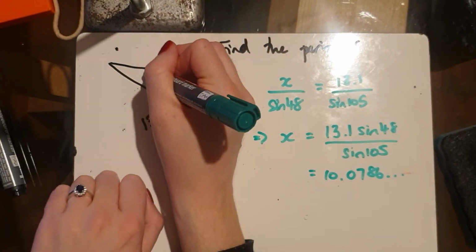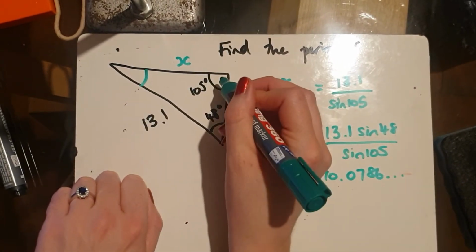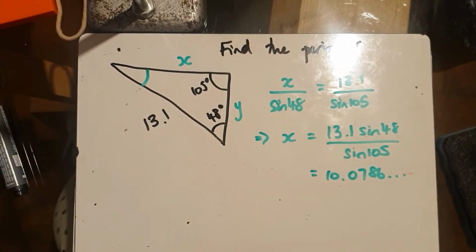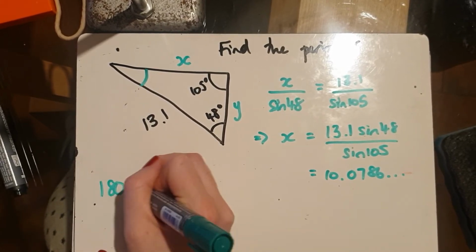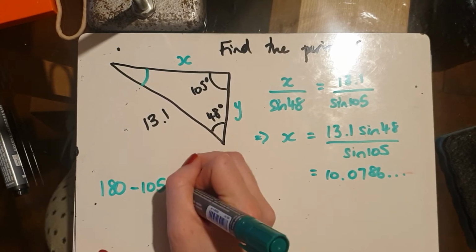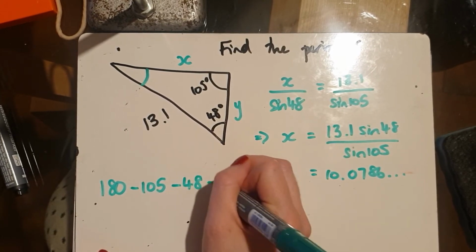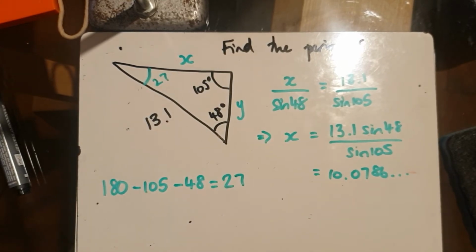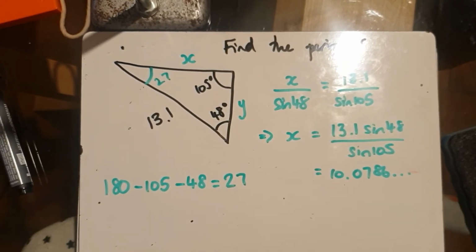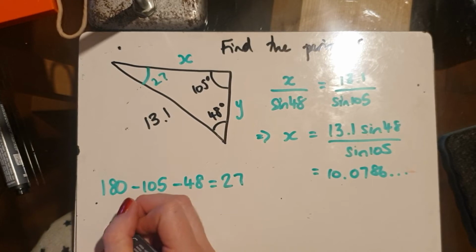Now I can work out this missing angle here, because this is a triangle and I've got two of the angles. So this missing angle here is going to be 180 minus 105 minus 48, so it is 27. So that is 27 degrees. And then I can use that angle to find y.